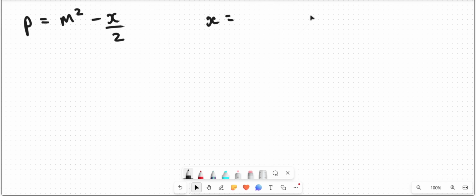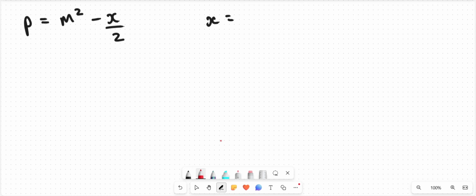Alright, in this next example, we're given that p is equal to m squared minus x over 2. And we see a fraction there, so we're going to have to apply our rules of fractions. We are asked to make x the subject. As I was saying, our rule for fractions is to always find the lowest common denominator. In this case, it's just the 2 because there's only one denominator.